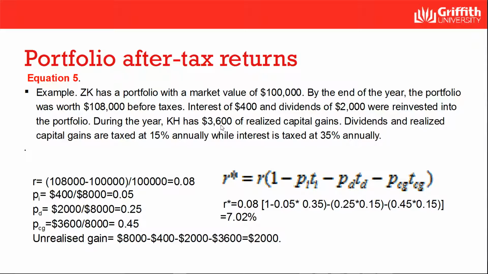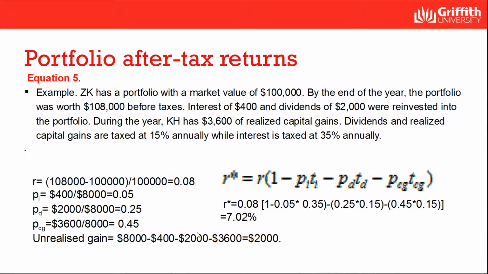We also need to know the tax rates. So the tax rates on dividends and realized capital gains are 15% annually. Here they are in our formula. Interest is taxed at 35% annually. And here are the proportions. Alright, so we can plug the information into our formula and we get a return of 7.02%.